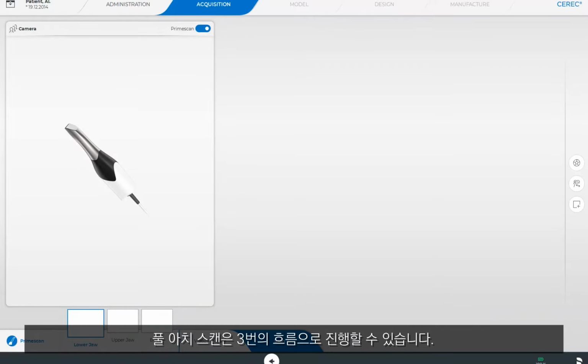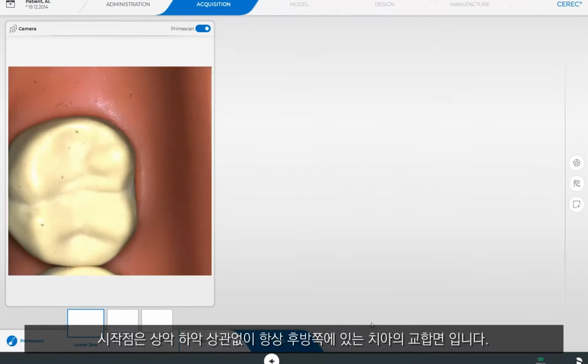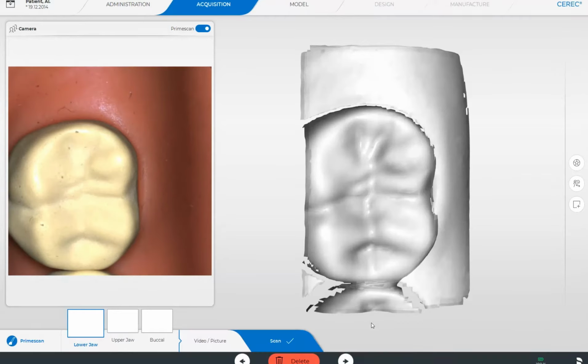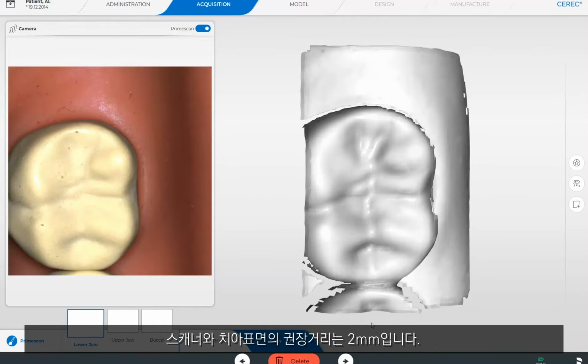A full arch scan can be performed with just 3 sweeps, and we are going to start with a scan of the lower jaw. The starting point is always occlusal at the most distal tooth, regardless of whether this is the lower or upper jaw. A distance of 2 mm between the scanner and the tooth surface is recommended.